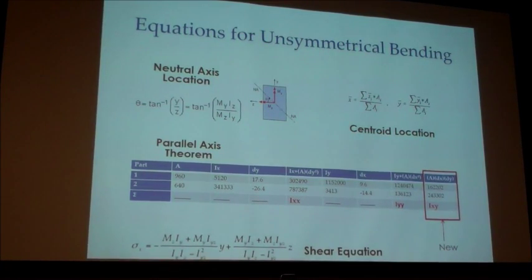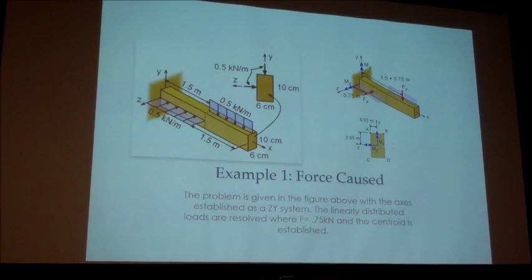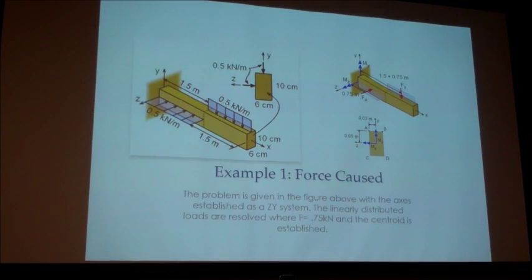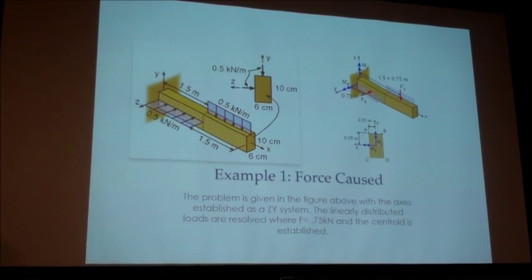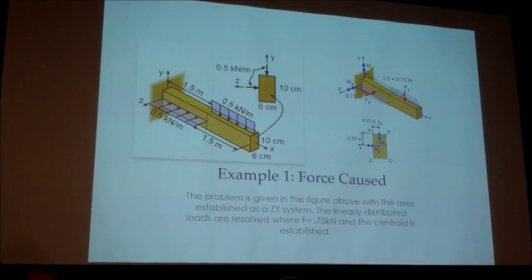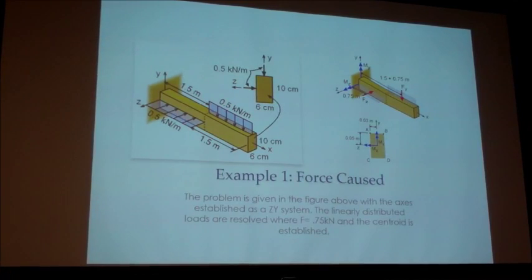So let's dive into an example. I've got three examples. This first one is for force causes. The second one we'll go over is based off of the asymmetrical cross section, and the last one will be a combination of both. So example 1, this one's pretty simple.